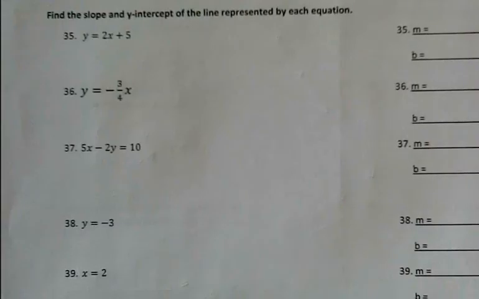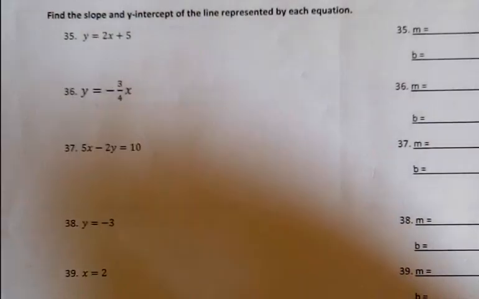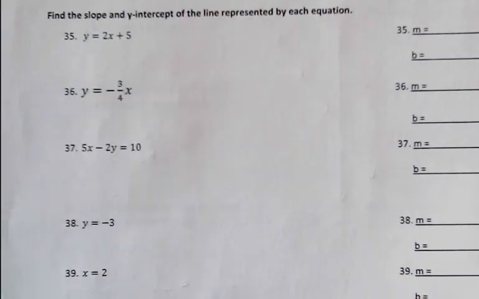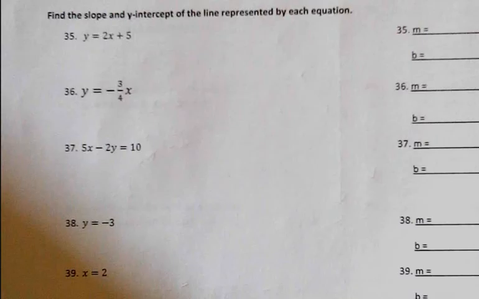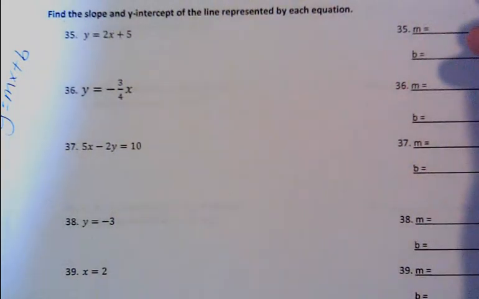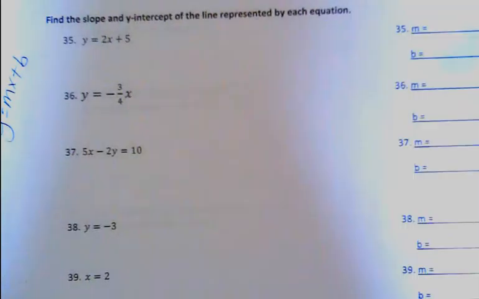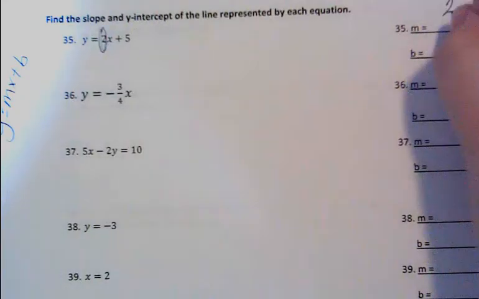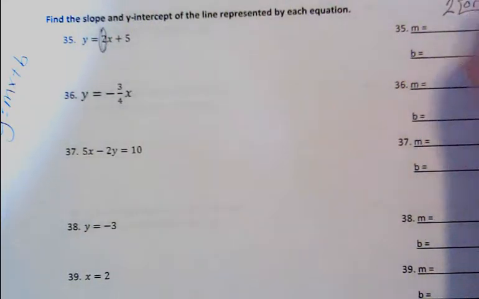On problem number 35, I've got y equals 2x plus 5. Find the slope and y-intercept of the line represented by each equation. Your slope is always the number in front of your x value. And if possible, you need to put it in y equals mx plus b form. It's already in that form for number 35 and 36. So our m is always the number in front of x, so it would be 2. I would accept 2 or 2 over 1.